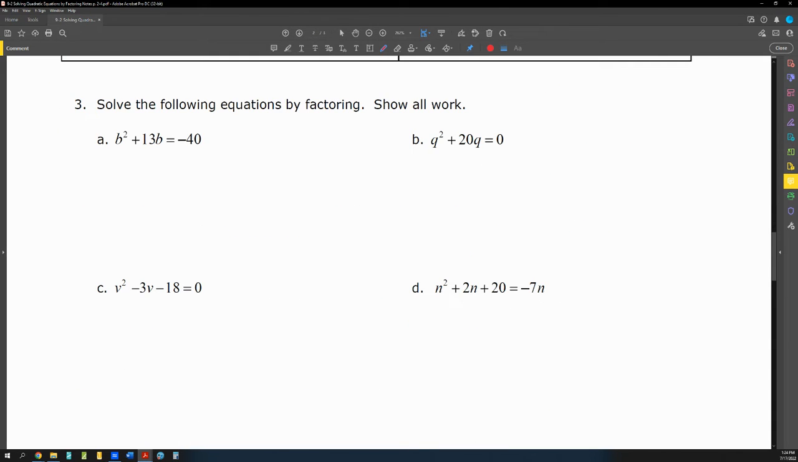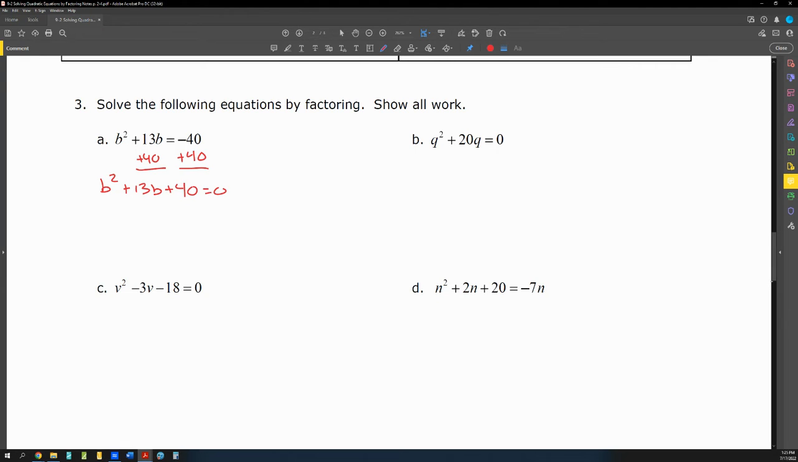All right, let's go ahead and practice, solving these equations by factoring. Step 1, 3a, we have to set it equal to 0. So I'm going to add 40 to both sides. And we get b squared plus 13b plus 40 is equal to 0.